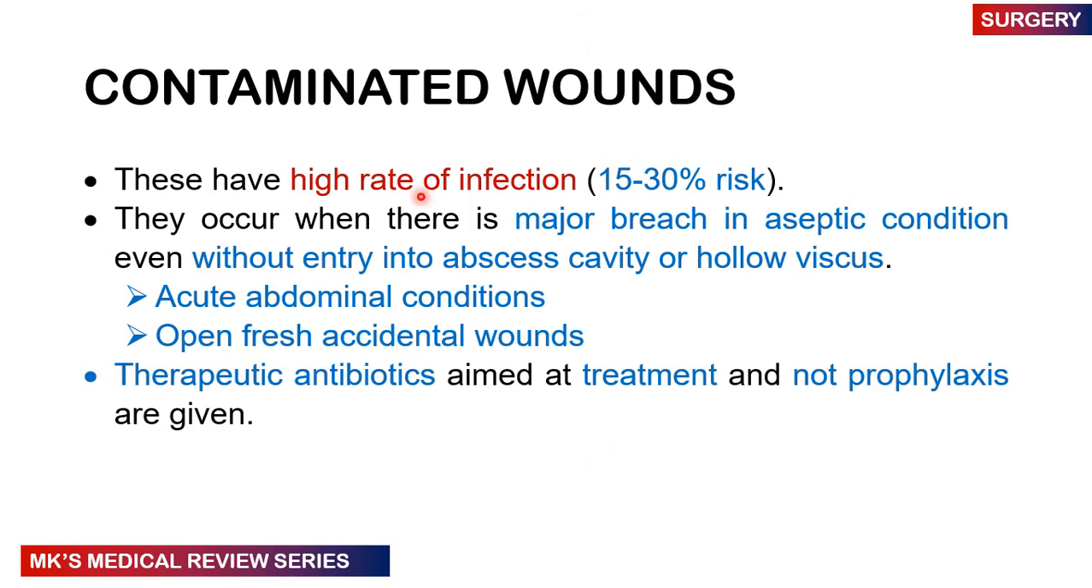Then with contaminated wounds, there's a high risk or higher rate of infection. That's about 15 to 30%. So these are going to be occurring where there's a major breach in the aseptic condition, even without any entry into the abscess cavity or any hollow viscous. This could be, for example, acute abdomen conditions or even an open, fresh, accidental wound. So here you need the antibiotics for treatment. They are therapeutic antibiotics aimed at treatment and not really prophylaxis.